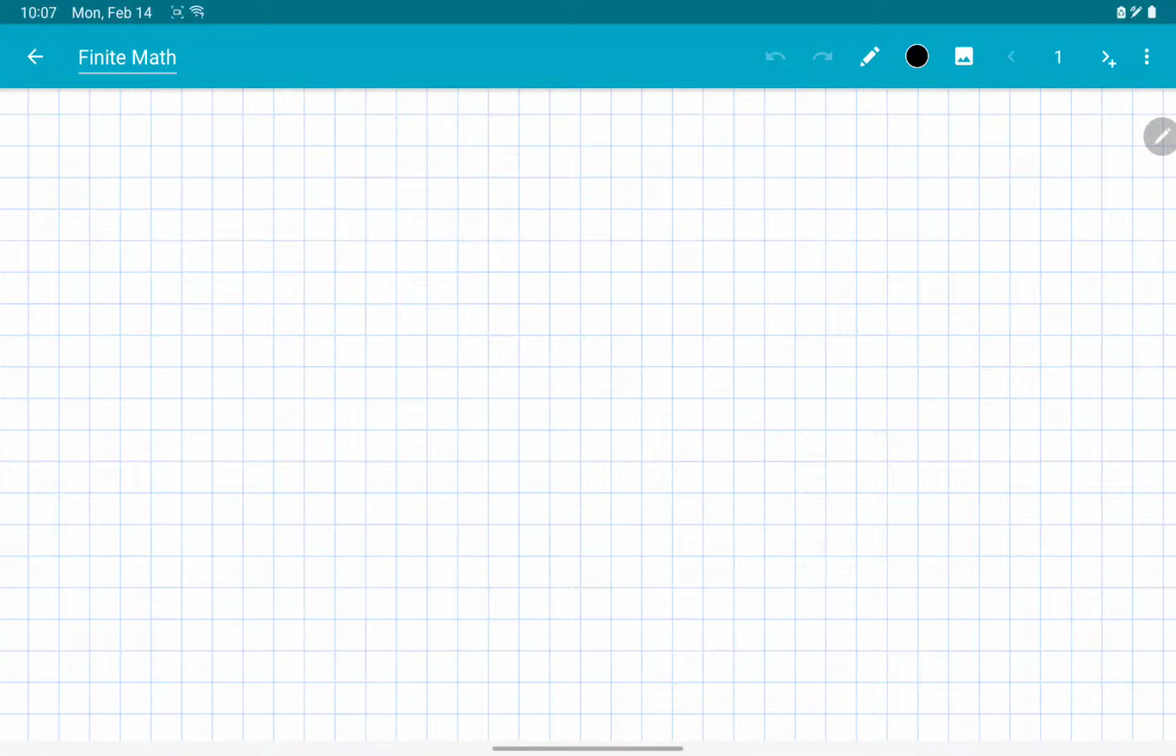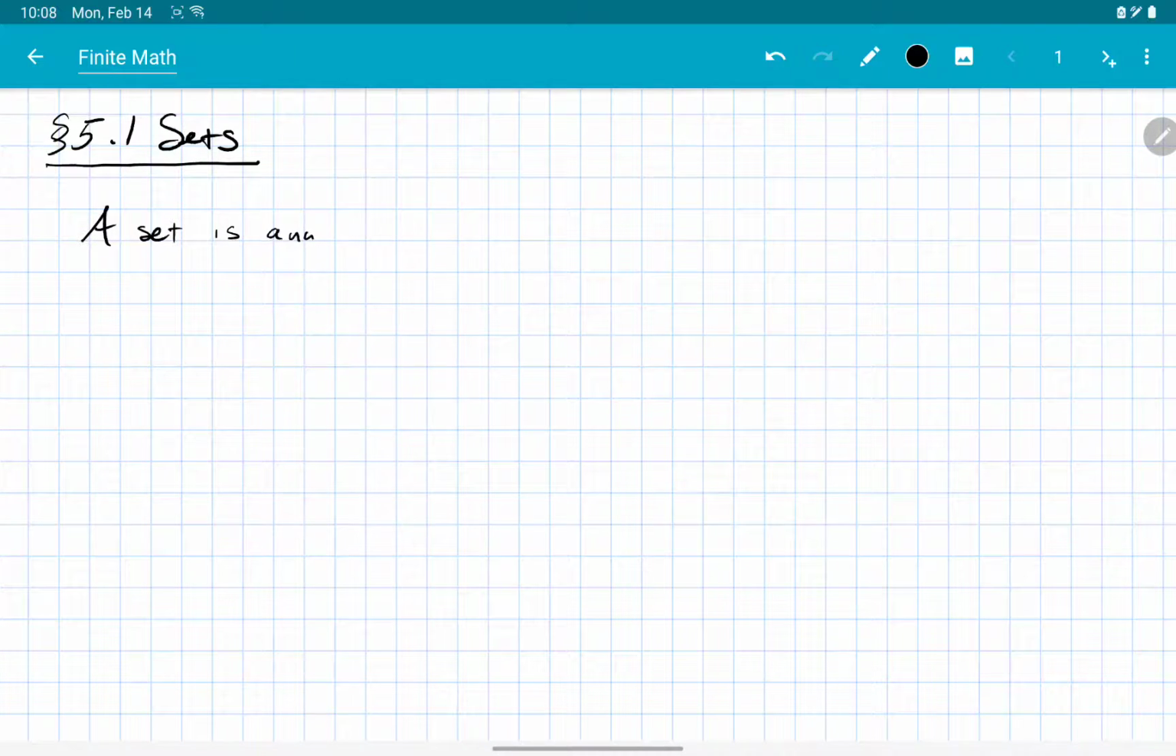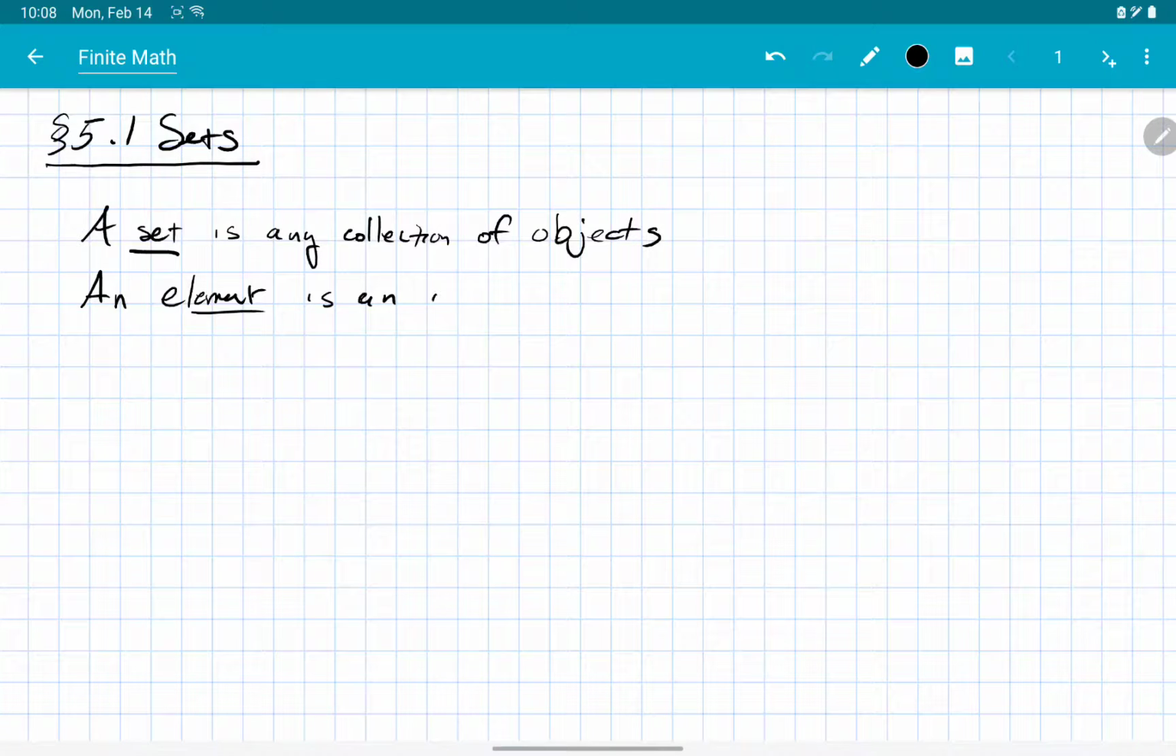Okay, so this first section is section 5.1 on sets. A set is any collection of objects, and an element is an object in a set.